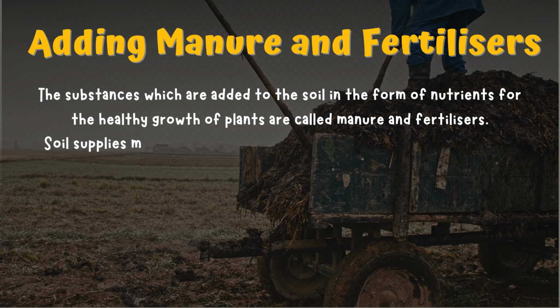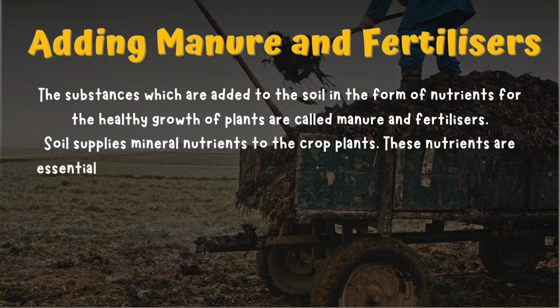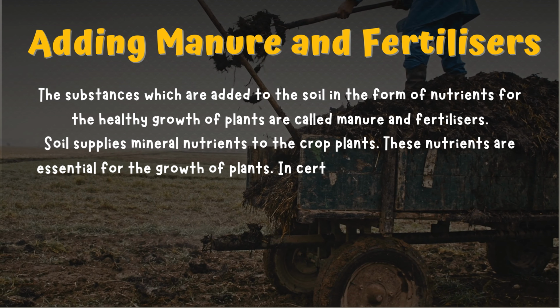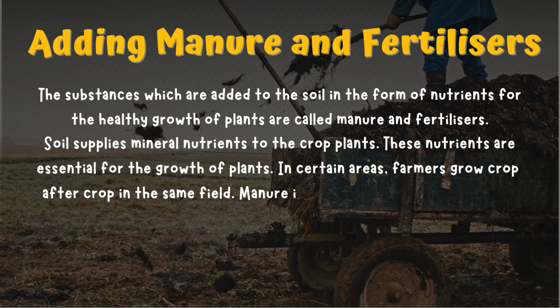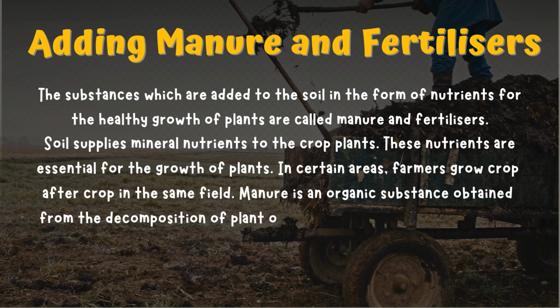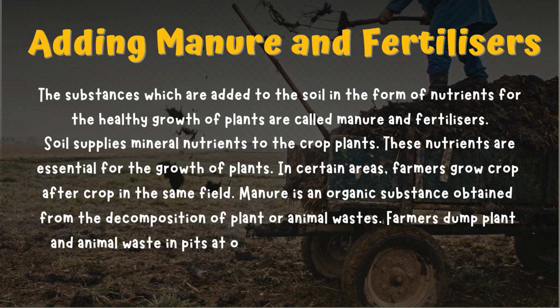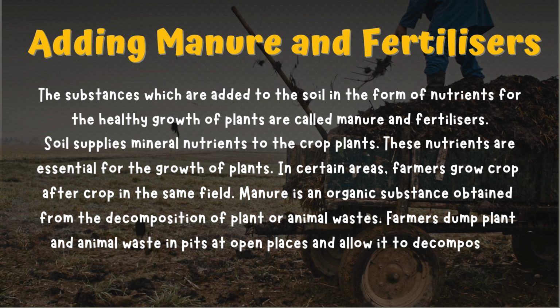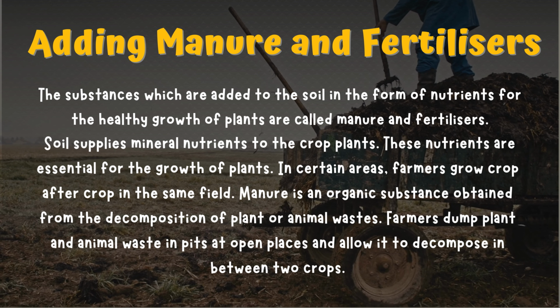Soil supplies mineral nutrients to the crop plants. These nutrients are essential for the growth of plants. In certain areas, farmers grow crop after crop in the same field. Manure is an organic substance obtained from the decomposition of plant or animal wastes. Farmers dump plant and animal waste in pits at open places and allow it to decompose in between two crops.